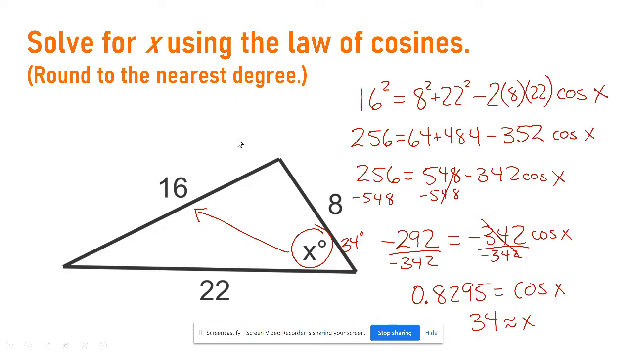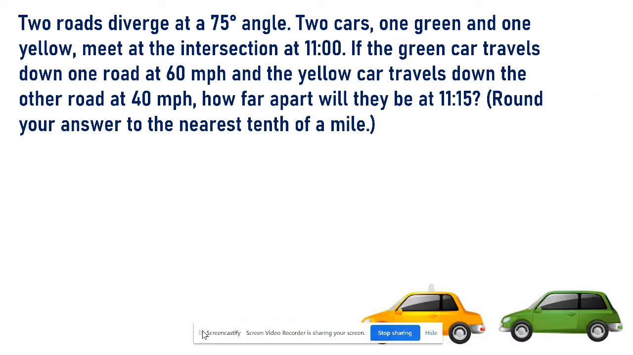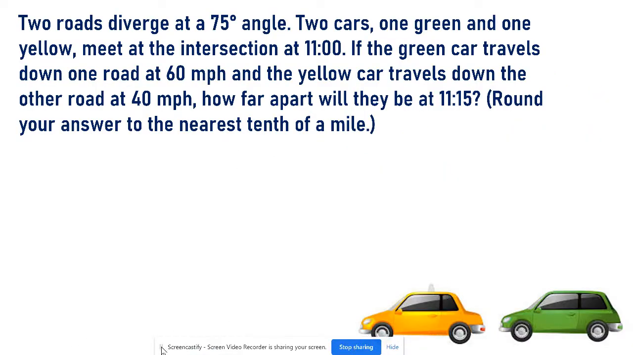All right. One more. Here's a word problem. It says 2 roads diverge at a 75-degree angle. So the idea is somewhere those roads intersect, and then they go in different directions at, that's probably a little too big for 75 degrees, but we'll go with it. 75-degree angle. Two cars, one green and one yellow, meet at the intersection at 11 o'clock.